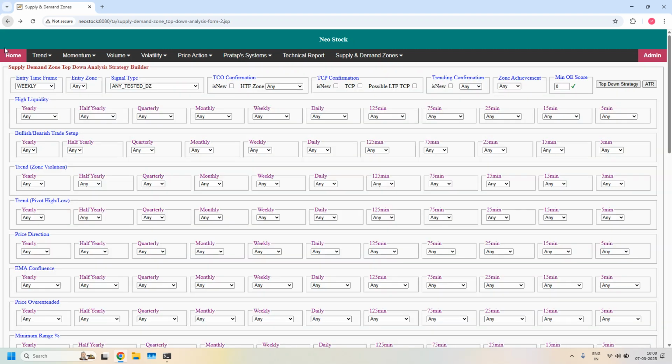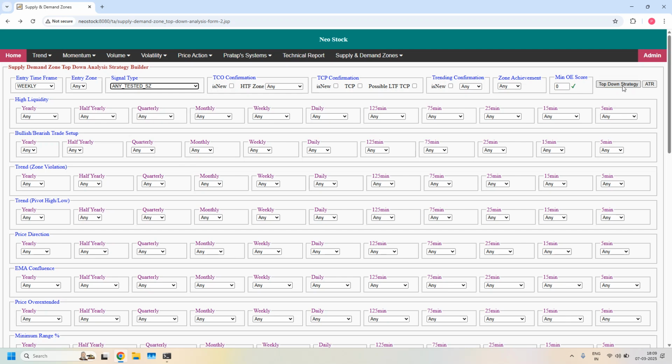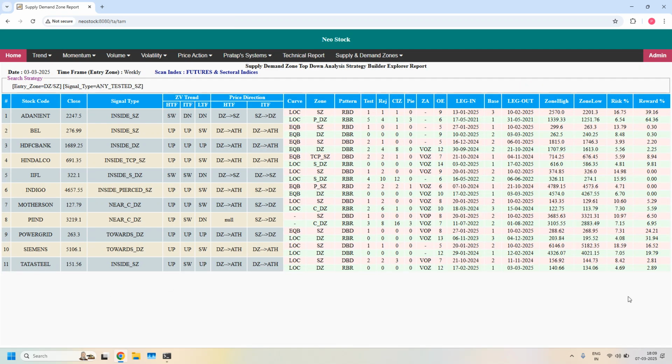Next, for weekly time frame, let us find the stocks having the tested weekly supply zones during this week. So 11 stocks are filtered. That means these 11 stocks having weekly supply zones are tested during this week.